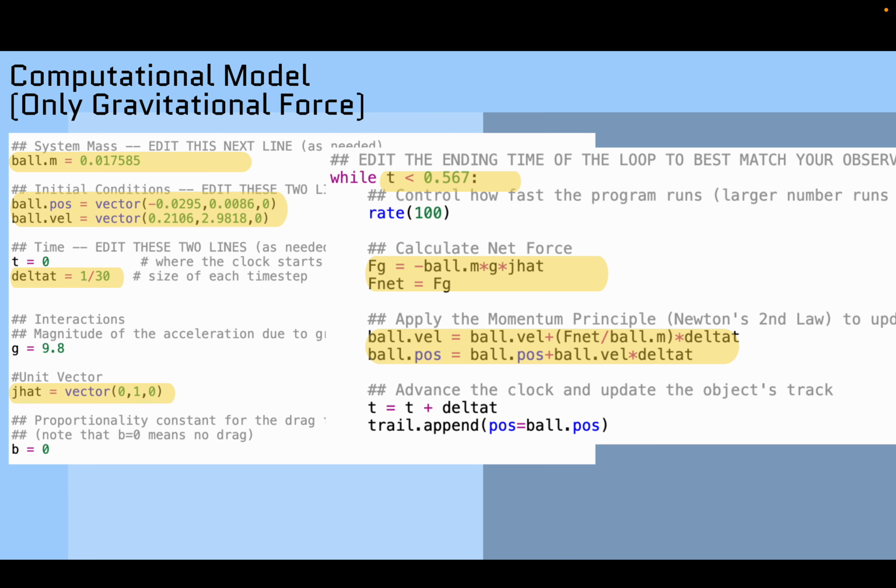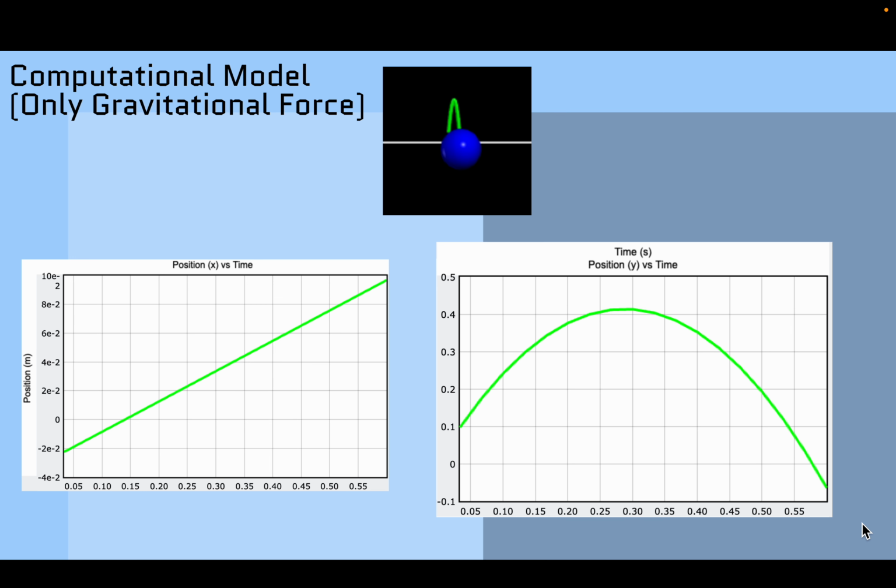While making the computational model, I converted the ball mass, which was 17.585 grams, into kilograms, and I set the position and velocity. Since it is based on the video frame rate, I considered delta t as 1/30th, and j hat as the y direction. I made this equation, where the force is the negative ball mass times g times j hat, and the F net in this case is solely the gravitational force. And I wrote the velocity update form and position update form. So this is the result.